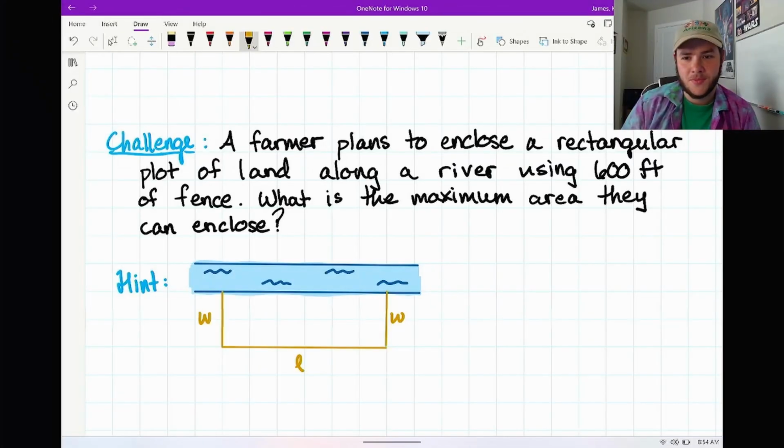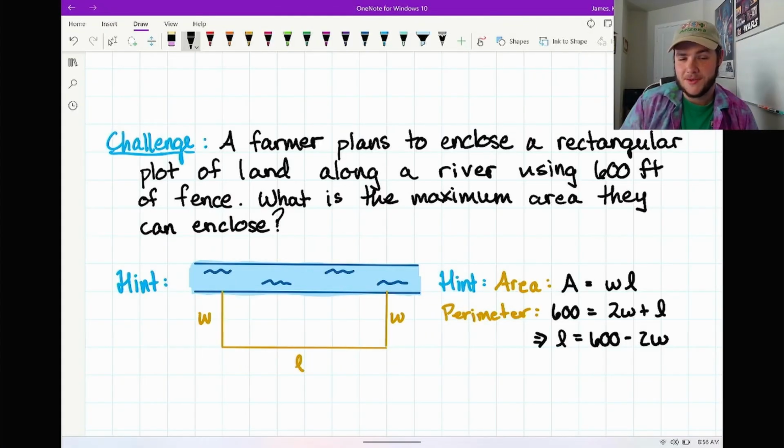Ready for the hint? We've got a river here, and the farmer intends to block in a rectangular plot of land using some fencing. So he's got to build 2 fences perpendicular to the river and 1 fence parallel to the river here, right? So I'm calling this W for width and L for length. See if you can create a formula to represent the area. If you need another hint, let the video play a little longer.